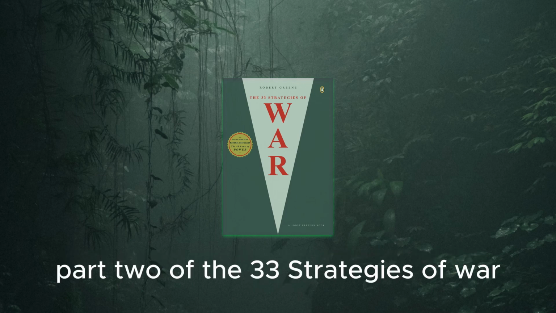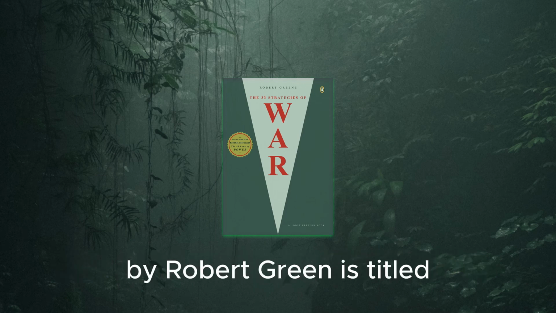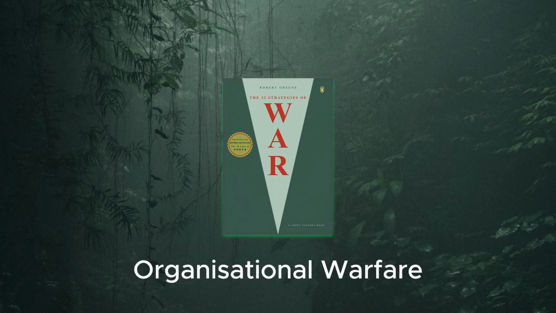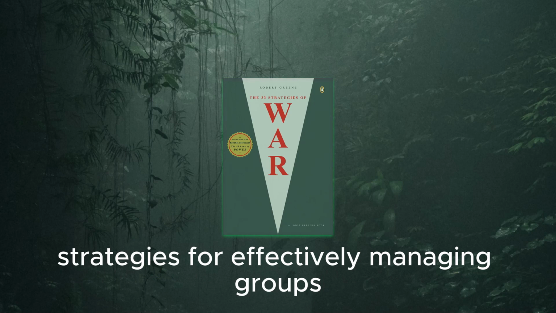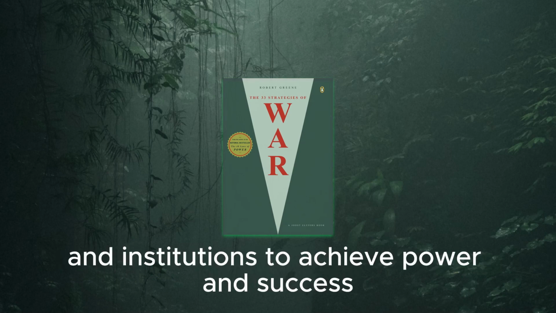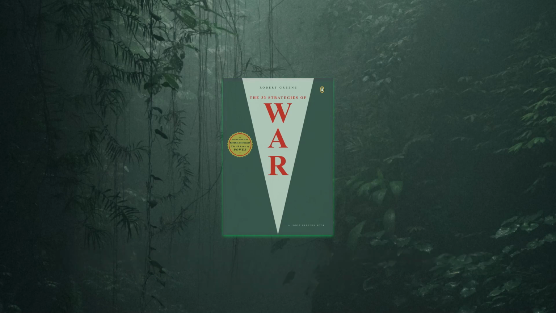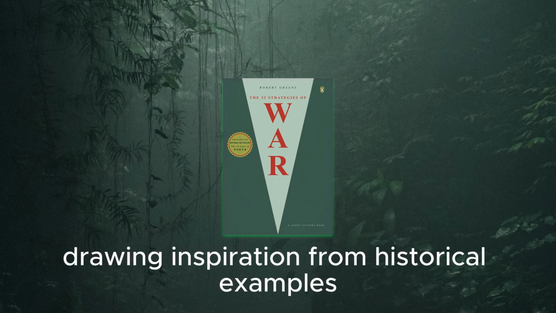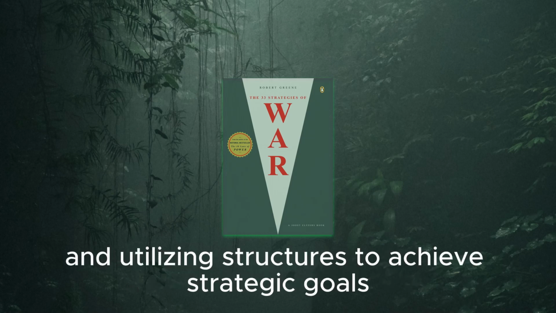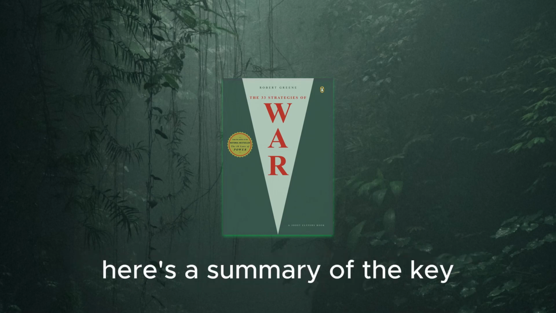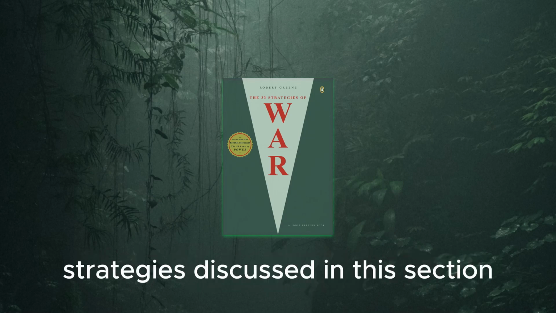Part 2 of The 33 Strategies of War by Robert Greene is titled Organizational Warfare. This section delves into strategies for effectively managing groups, organizations, and institutions to achieve power and success. Drawing inspiration from historical examples and military tactics, Greene explores methods for creating cohesive teams, managing conflicts, and utilizing structures to achieve strategic goals. Here's a summary of the key strategies discussed in this section.